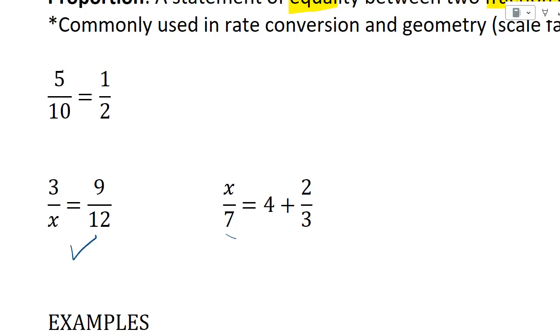A non-example right here, if you want to guess why, I'll let you pause. The reason this is a non-example of a proportion is because we have a fraction that's equal to a whole number plus a fraction. We have multiple terms right here. That's not a proportion. We need one fraction on each side of the equal sign. So not to say that we couldn't make it into one, if we were able to successfully combine 4 plus 2/3 into one simple fraction instead of a mixed number or an addition expression. But as it stands, it's not a proportion.